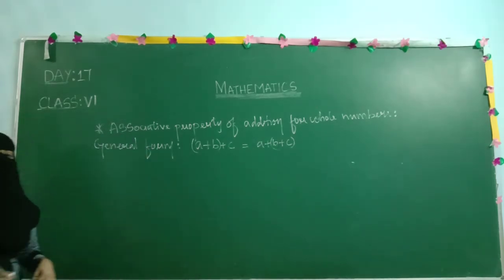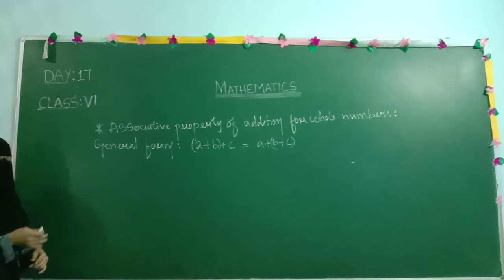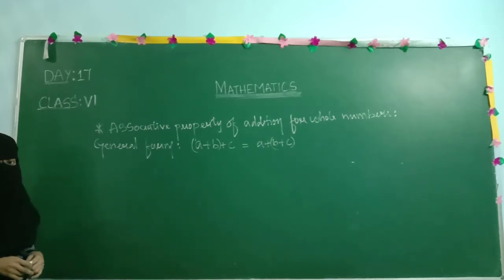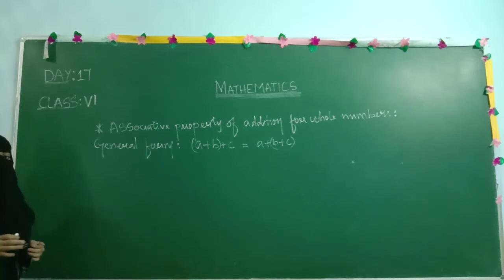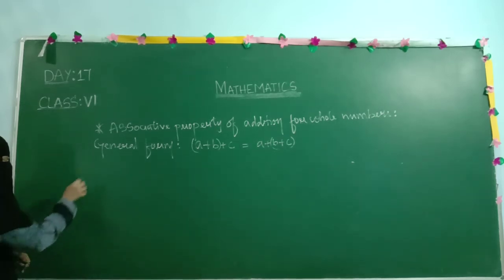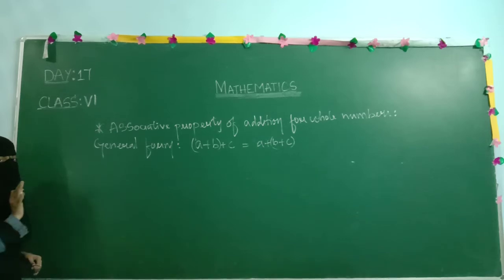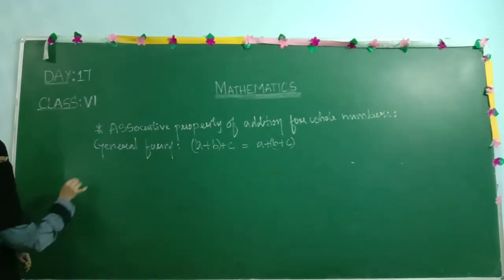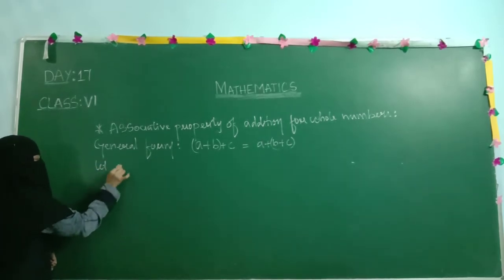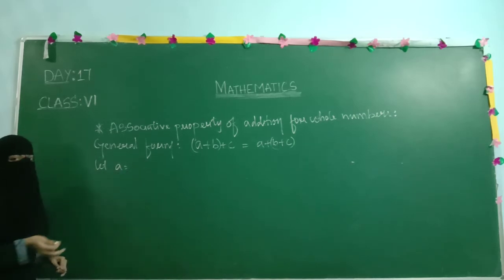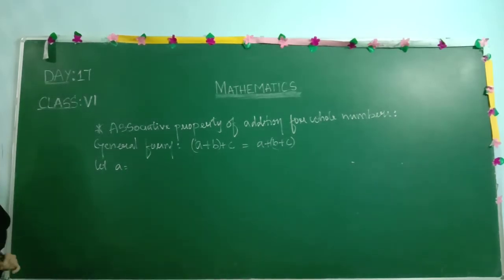As in the commutative property, we have taken two parts separately, one time the LHS part, another time the RHS part. Similarly here also we are going to write like that. First we are going to solve the LHS part, then we are going to solve the RHS part. Then we are going to check whether both are equal or not, and based on that we are going to conclude the result. So first we need to take our own whole numbers. Let a equal whatever whole number you want to take. From 0 to infinity you can choose any number.